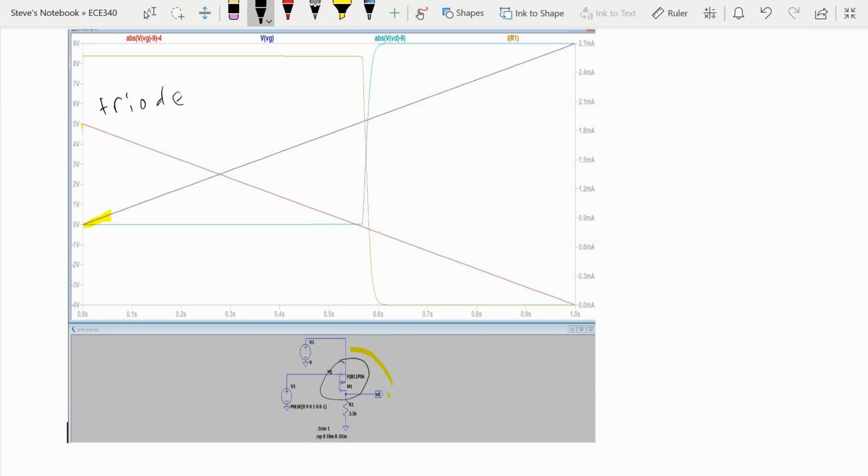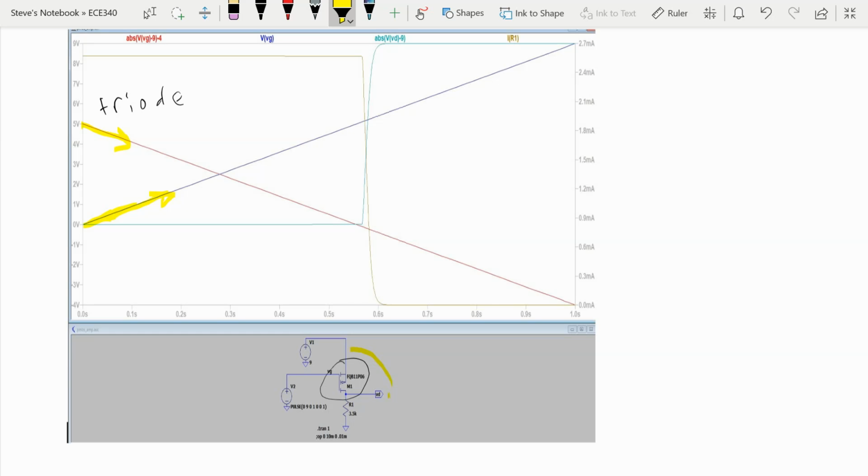Okay, so now as my gate to source voltage is starting to move up, then you can kind of see that my drain to source voltage is moving down. Okay, but my current is staying fairly flat, because everything depends more on the drain to source voltage.